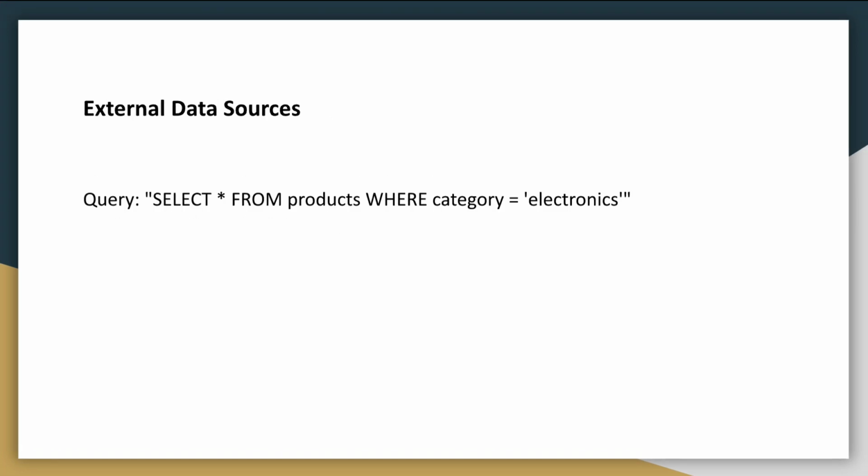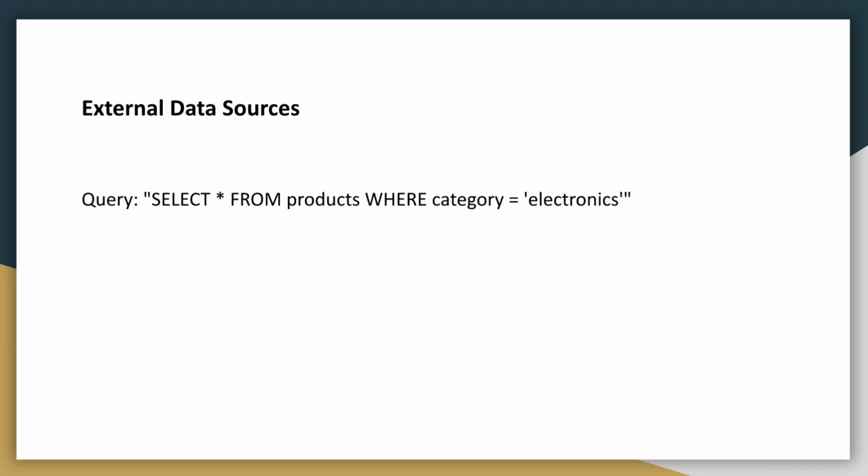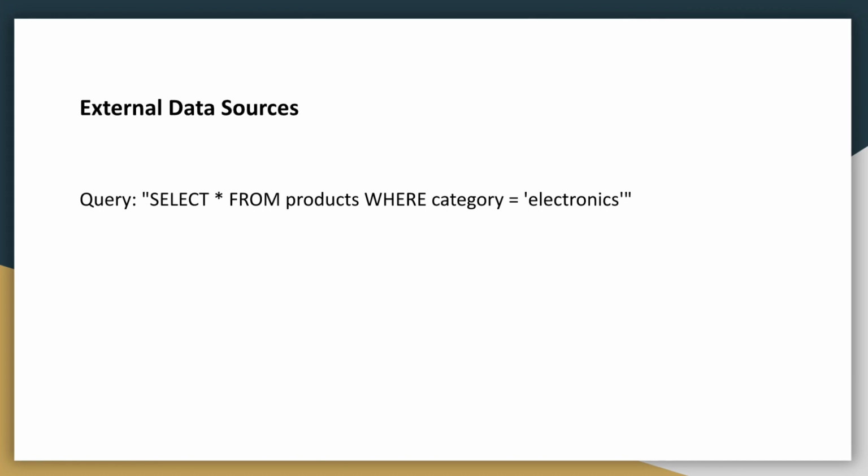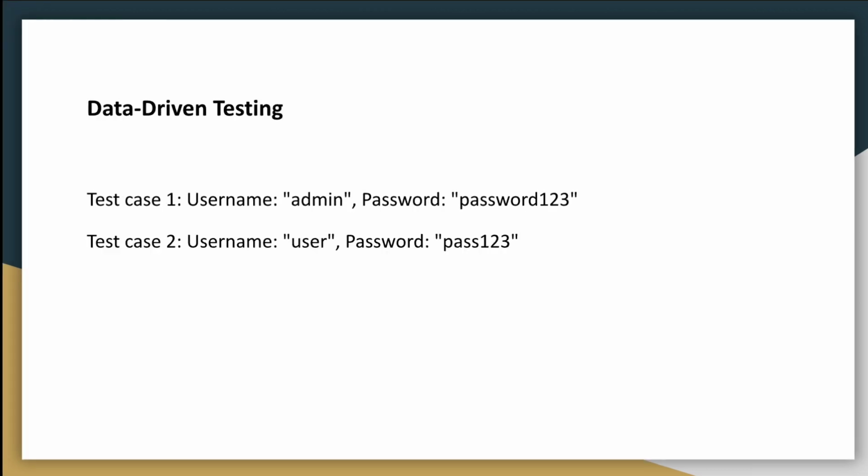Now next thing is external data sources. I fetch test data from external sources like databases, spreadsheets, or CSV files. For instance, if I am testing a products search API, I could retrieve a list of products from a database. I can use a SQL query for that, like select star from product where category equals, let's say, electronics. And then we have data driven testing.